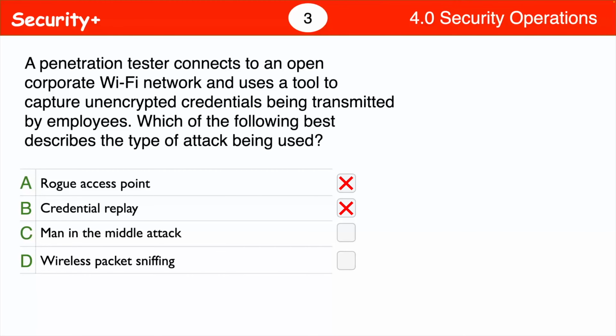This attack involves capturing valid authentication data and resending it to gain access. It's important to understand that with this scenario, the attack that is happening is passive. So that's important to get this one right.